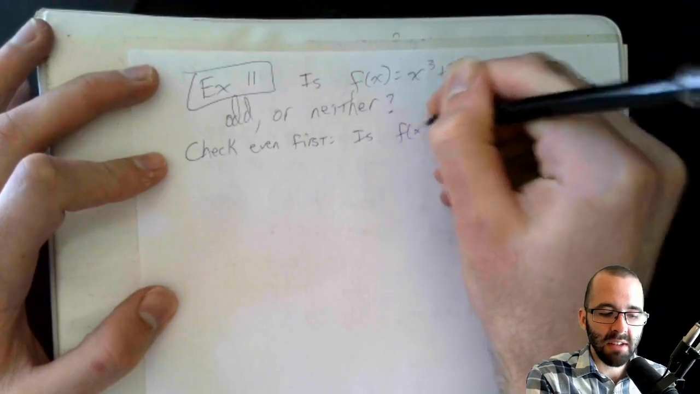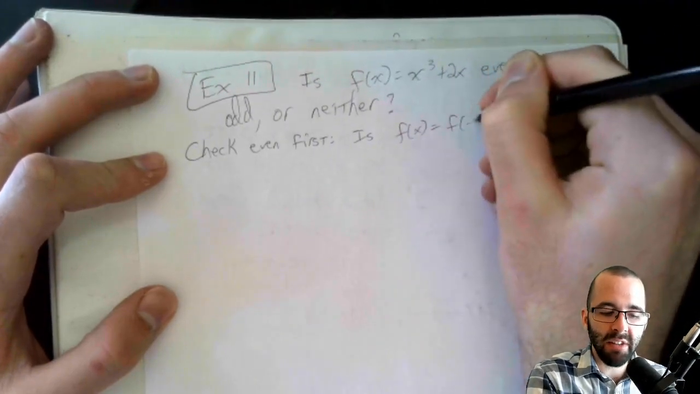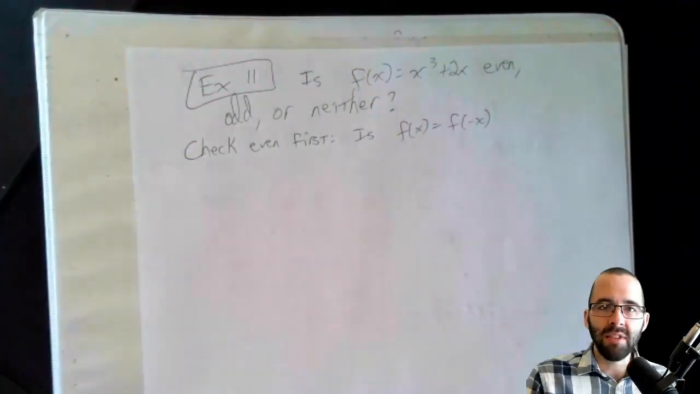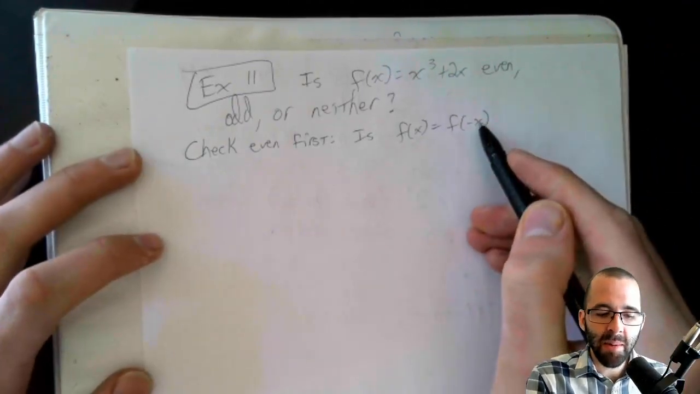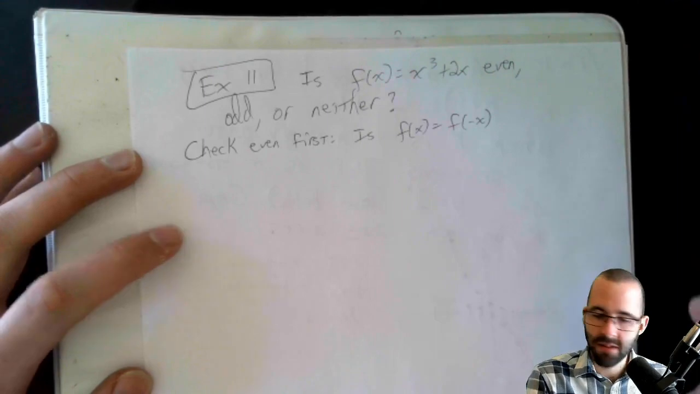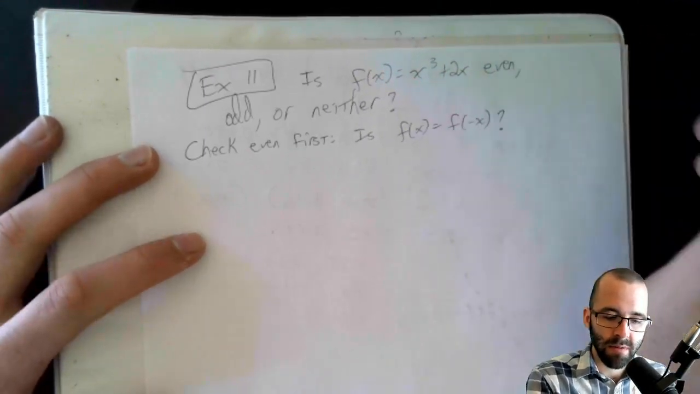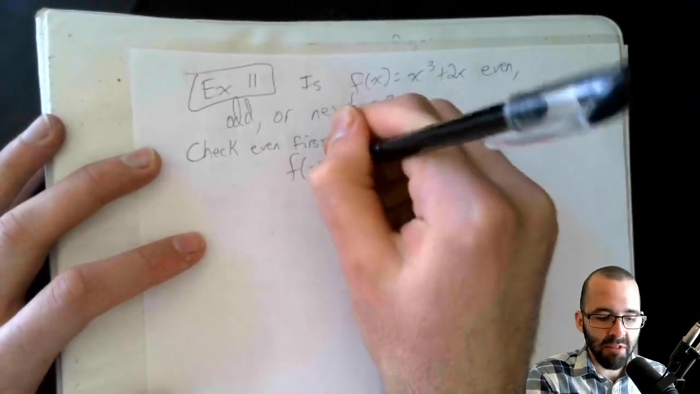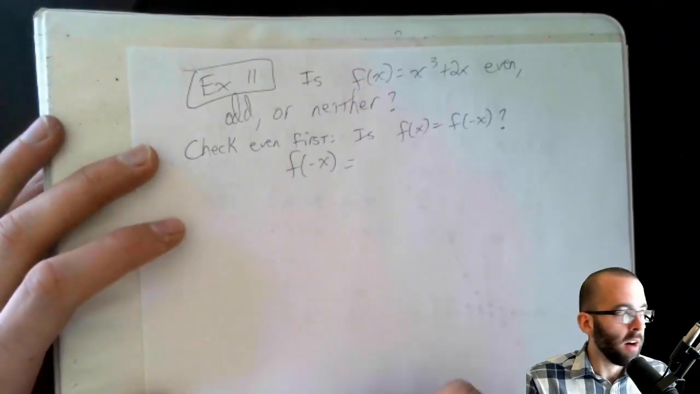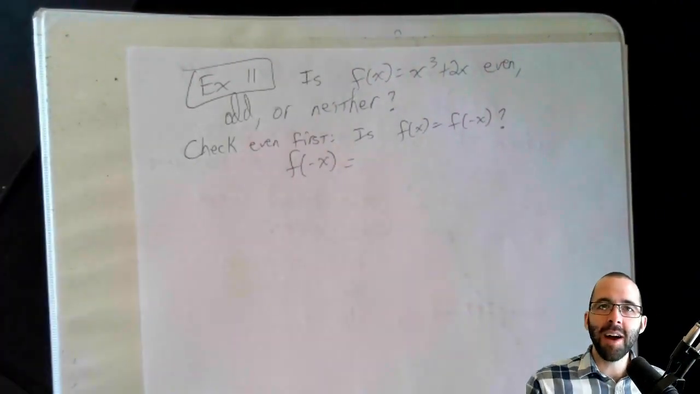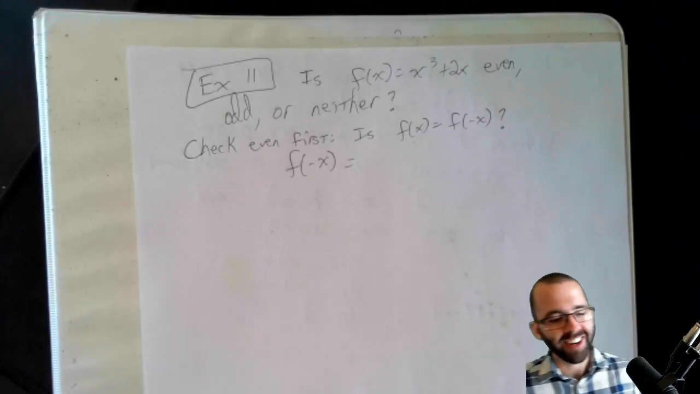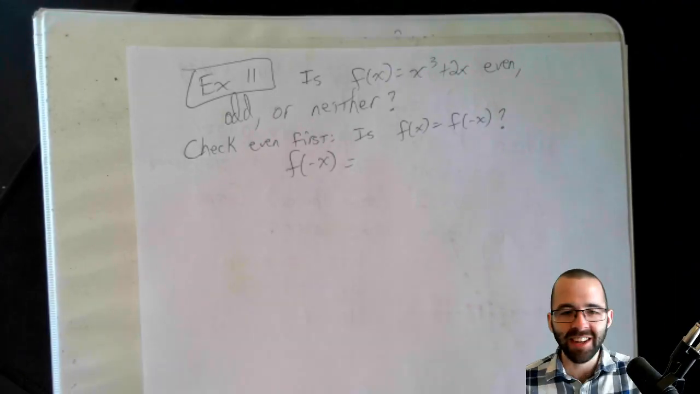Is f of x equal to f of negative x? Because even means symmetric about the y-axis. So is it the same on the left as it is on the right? So let's look at f of negative x. Oh, wait a minute. This is like function composition again. Whoa! Function composition, never letting go.